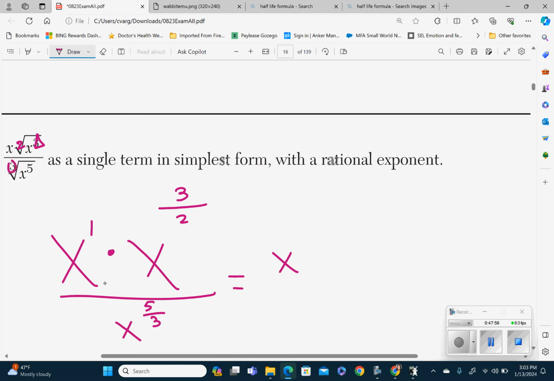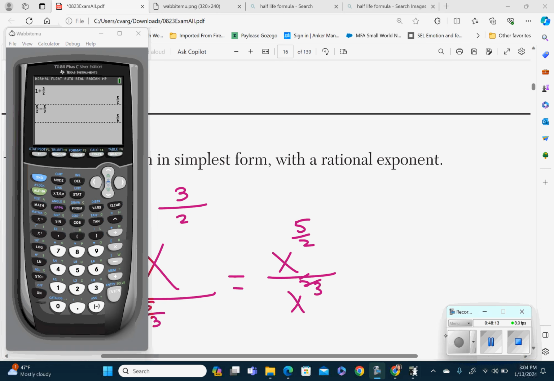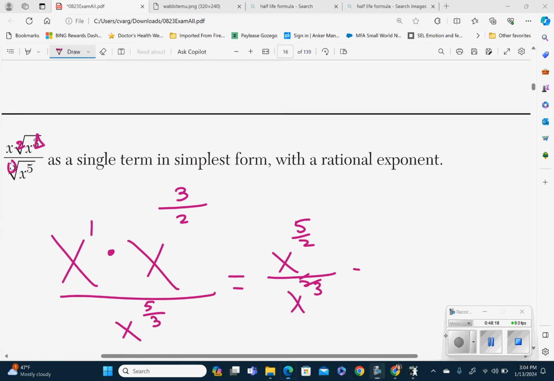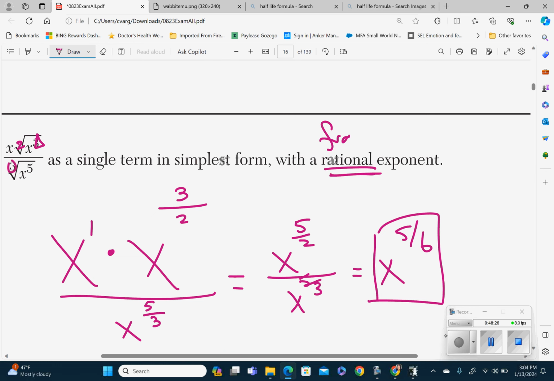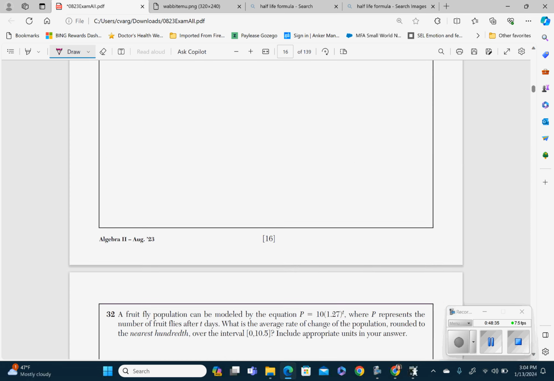So this is the same thing as x to the 5 halves divided by x to the 5 thirds, right? And so when you're dividing, you subtract the exponents. So 5 halves minus 5 thirds is equal to 5 sixths. So x to the 5 sixths is going to be our exponent. And it says rewrite it with a rational, which means fraction, exponent. So here's our fractional exponent, x to the 5 sixths. Okay, that is question 31.